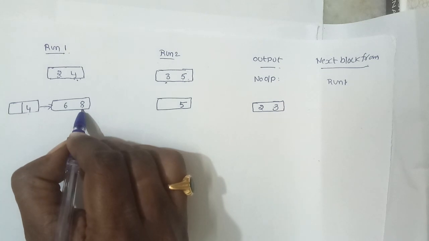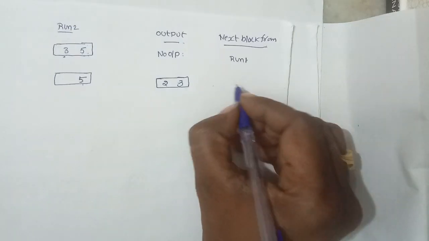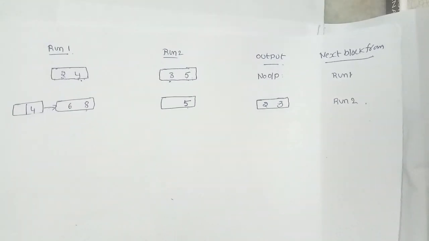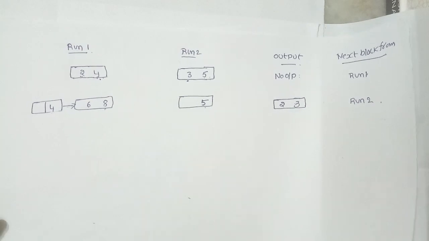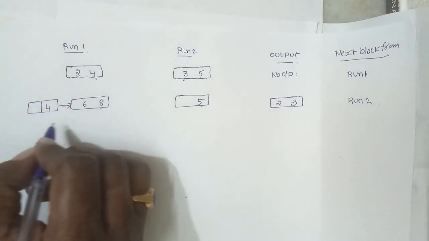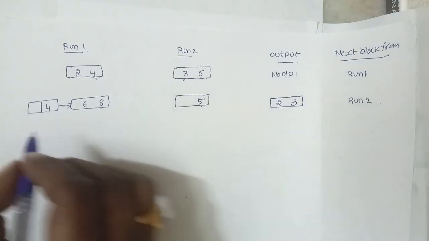Now next, from which run do you have to read? The last read value is 8 here, and the last read value from the other run is 5. So perform the read operation from run 2. Okay, now what is the step? We have to perform the read operation for run 2.